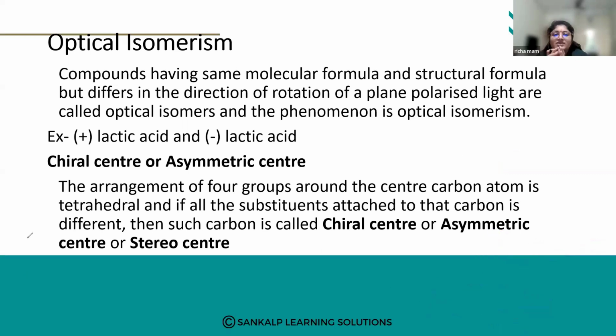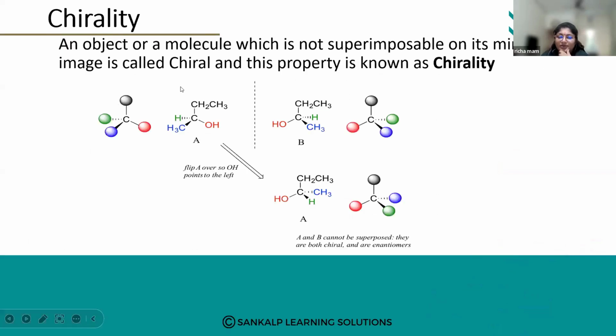So what all things have we discussed? We have discussed plane polarized light, we have discussed what optical isomerism is, and we have discussed the chiral center or the asymmetric center. So these are the things which we are applying here. Okay. Next is, what do you mean by chirality? Next, the word that comes is chirality.